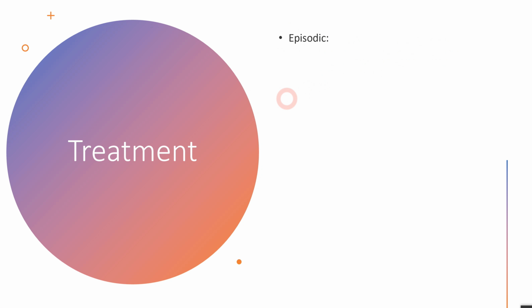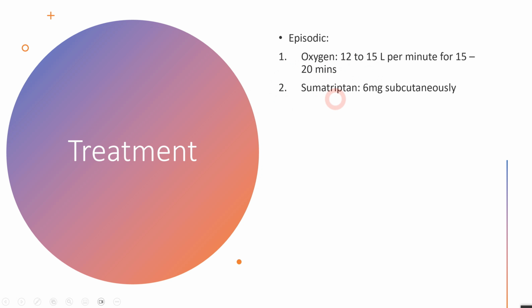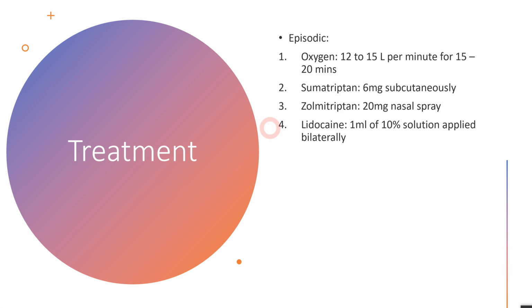Now, lastly, let's talk about the treatment of cluster headache. Firstly, talking about episodic type of cluster headache, oxygen may be given to the patient at around 12 to 15 liters per minute for 15 to 20 minutes. That helps with the symptoms of the patient. You can also go for sumatriptan 6 mg subcutaneously. You can go for zolmitriptan 20 mg as a nasal spray. You can go for lidocaine 1 ml 10% solution applied bilaterally. Octreotide also 100 mg subcutaneously.